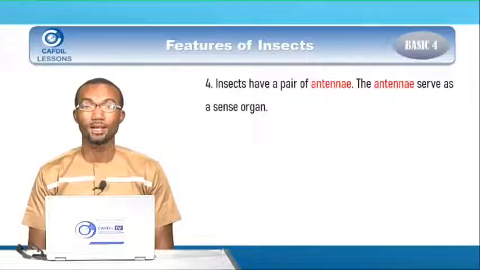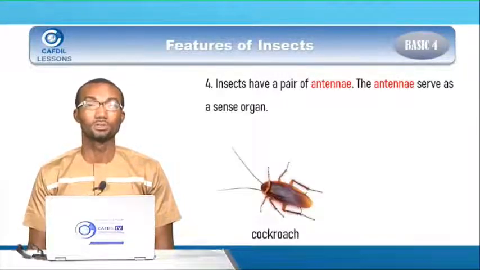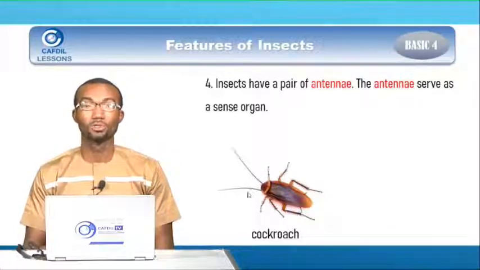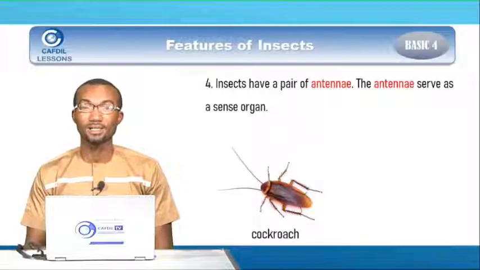4. Insects have a pair of antennae, and these antennae serve as a sense organ. So you look at this cockroach. As I told you, when we say pair, that means you have 1 here, 2 here. This is what we call the antenna, and it is located on the head. We said they have head, thorax, and abdomen. The antenna is found on the head. 1, 2. So insects have a pair of antennae, and this serves as a sense organ.